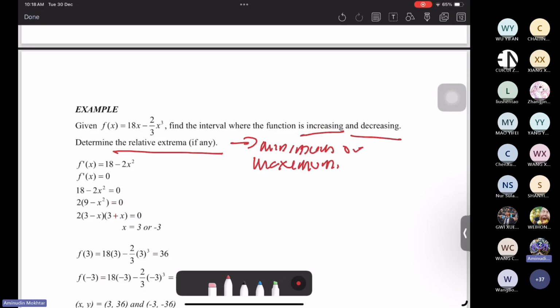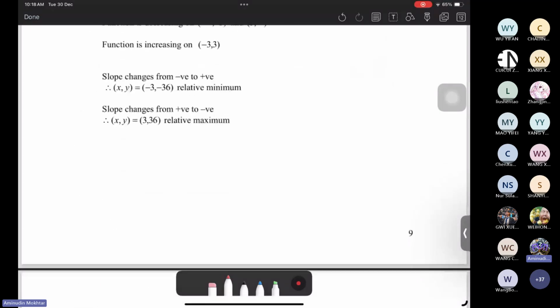After that, I will show you the graph. The answer is consistent between the graph and the method that we used to find the answer. First, I will show you how to find the interval and how to determine the relative extrema without drawing any graph, just applying the first derivative and the second derivative. Please refer to page number 9.